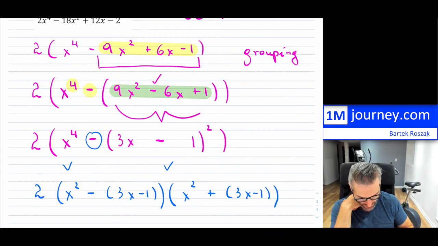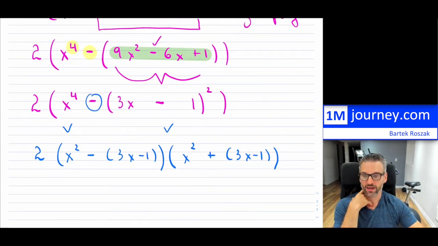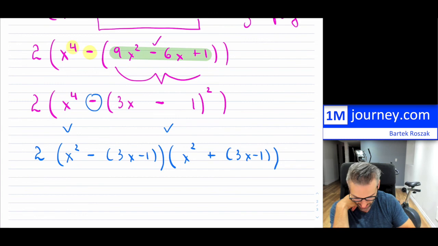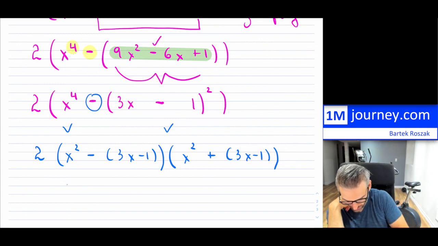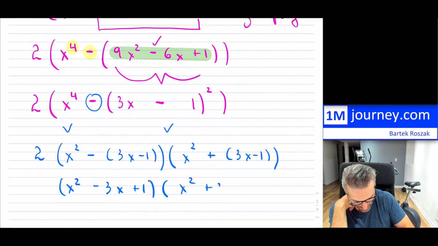And I have this. Now I can simplify, so I can bring in the negatives. I can do that in this way: x squared minus 3x plus 1, so I'll have this, and then I have x squared plus 3x minus 1.